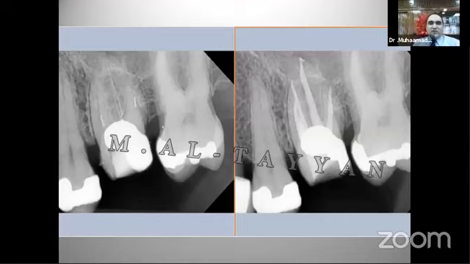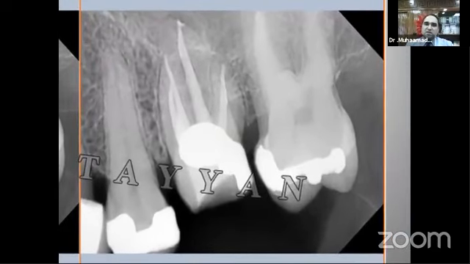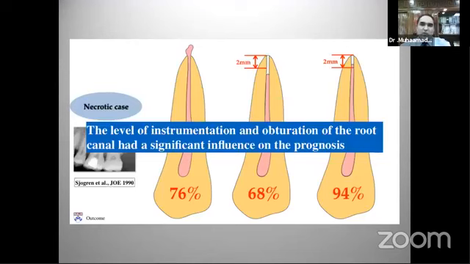In fact, I would like to share one of my clinical cases here. I'm sharing this case not because of the separated instrument in the mesiobuccal and distobuccal canals, but because of the different levels of obturation. As you can see, the distobuccal was a little bit short here. The mesiobuccal was a little bit beyond the apex, and the palatal canal was right to the apex. What level is the best?